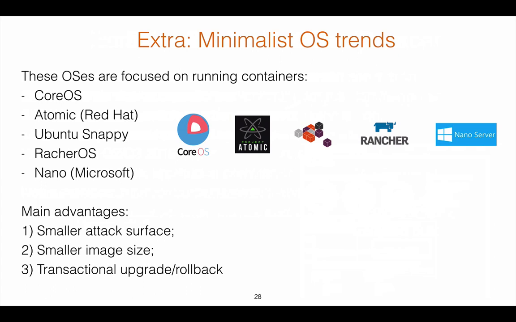And there's also a trend of minimalist operating systems that are focused on running containers. CoreOS is probably the most well-known example, but also Atomic by Red Hat, Ubuntu Snappy, Rancher OS, or Nano Server by Microsoft. The main advantage is a smaller attack surface. It makes them more secure. The image size is much smaller, and they always allow you to have a transactional upgrade or rollback. So if you upgrade the machine and then the machine doesn't work, you can always roll back to the previous version of the machine, including the kernel and everything. And it's easy to do because the image size is very small, so it doesn't require too much extra space for this specific functionality. And those minimalist OSs are very important in the container ecosystem, or specifically for Docker.